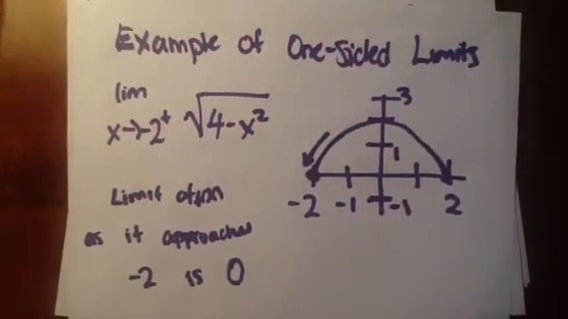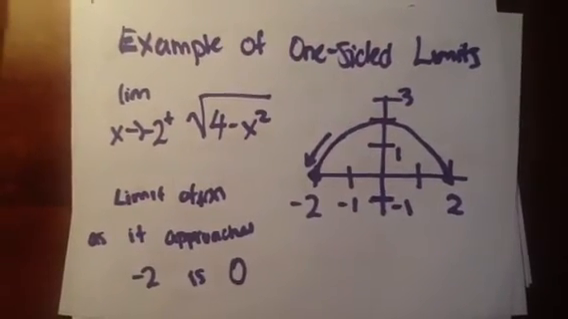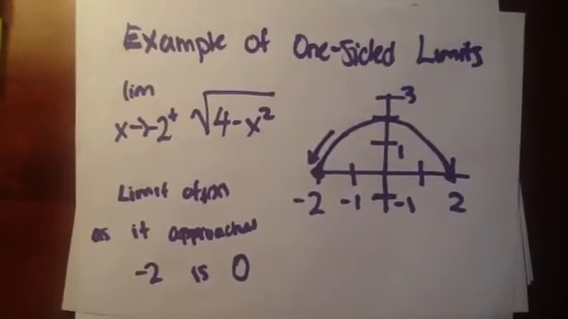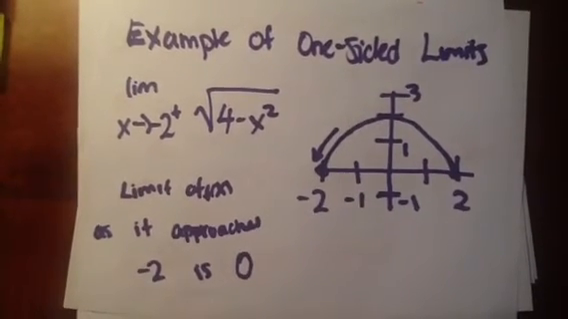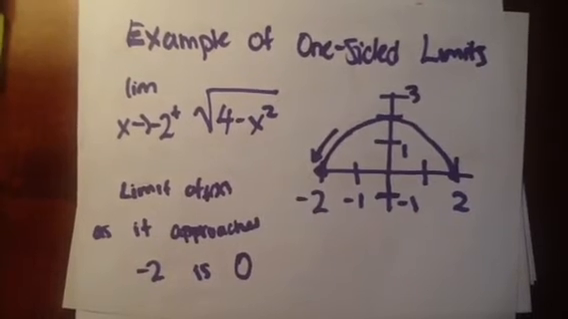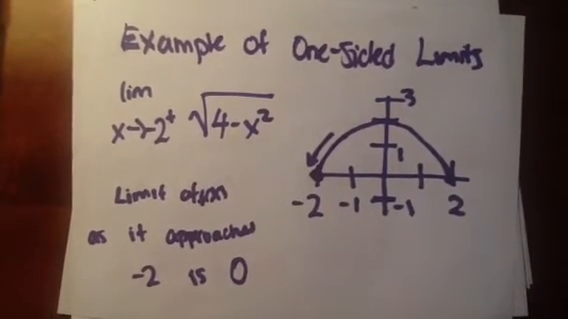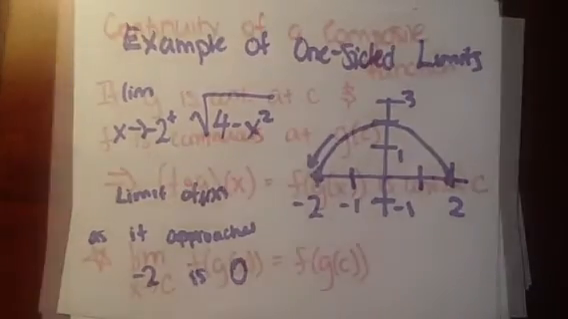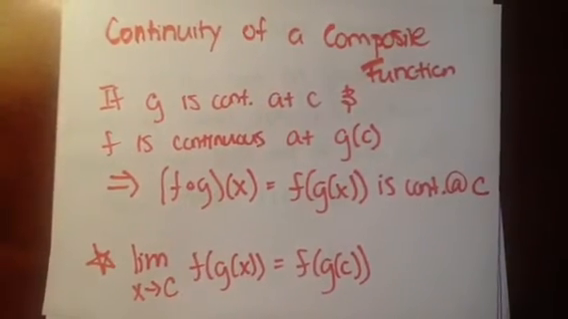An example of a one-sided limit is the limit as x approaches negative 2 from the right of the square root of 4 minus x squared. Looking at the graph, we can determine that the limit of f of x as it approaches negative 2 from the right is 0.